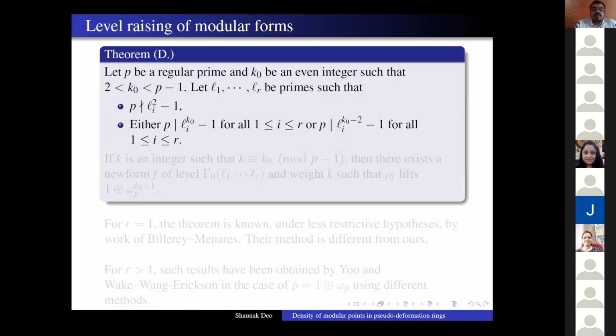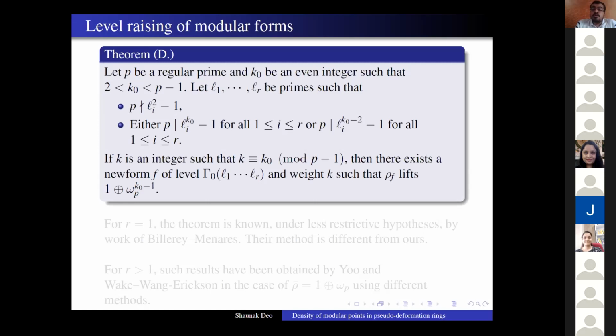So under these hypotheses, if k is an integer such that k is congruent to k_0 modulo p minus 1, then there is a newform f of level Γ_0(l_1 ... l_r) and weight k such that the Galois representation ρ_f bar is 1 ⊕ ω_p^(k_0 minus 1), where ω_p is the mod p cyclotomic character. In other words, the reduction of ρ_f modulo p is the direct sum of 1 and ω_p^(k_0 minus 1). Or in other words, f is congruent to the Eisenstein series of level 1 and weight k_0.